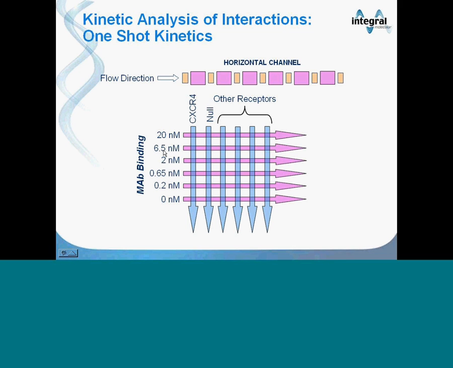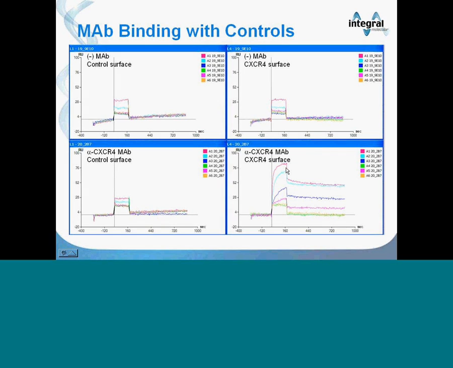And then on the bottom, this is the CXCR4 specific antibody being flowed across either the control surface or the CXCR4 surface. And again, there's little to no nonspecific binding, but there is definitely specific binding of the anti-CXCR4 antibody binding to the CXCR4 surface. Then these control surfaces can be used for background subtraction, and what results is processed sensorgrams, shown here.